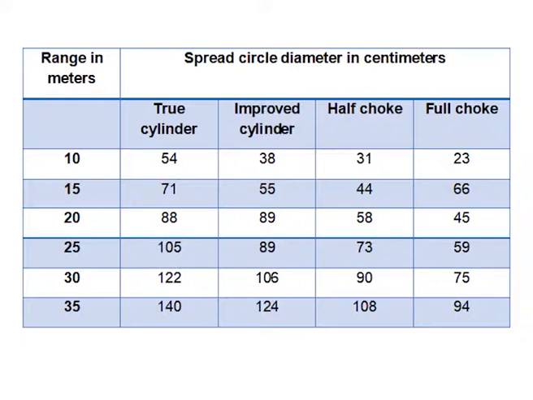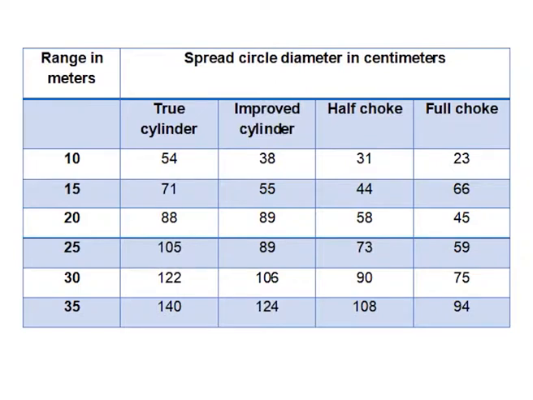Now, the first column is going to be the range in meters and then the spread circle diameter in centimeters. Now, if the range is 10 meters, then the spread circle diameter for a true cylinder will be 54 centimeters, for improved cylinder 38 centimeters, for half choke 31 centimeters, for full choke 23 centimeters.